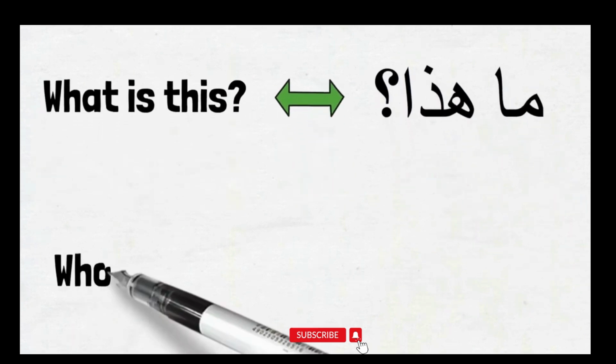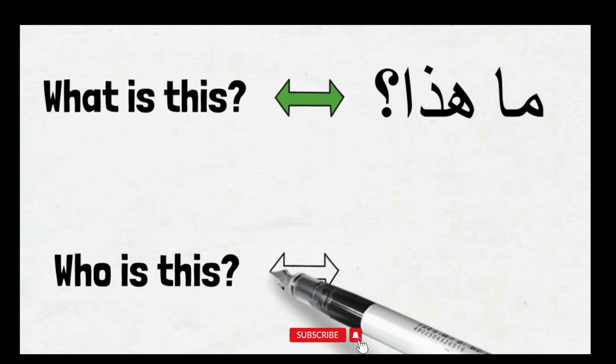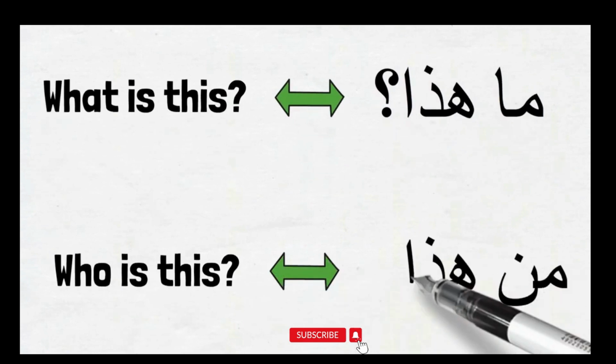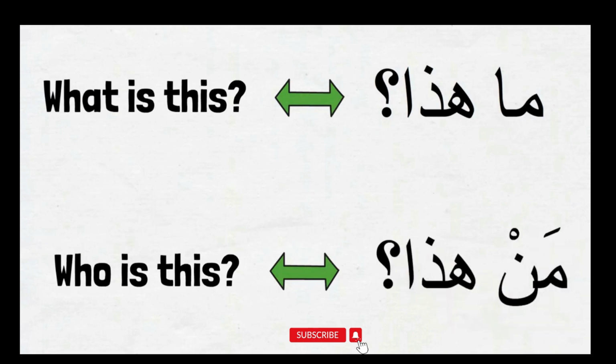Now, how about if we want to ask, who is this instead? Its construction is very similar to ma hadha. All we need to do is to replace ma with man. So instead of saying ma hadha, we say man hadha. Here, man is who and hadha is this. As we already know, there is no need for is in Arabic. So by man hadha, we are asking who is this.